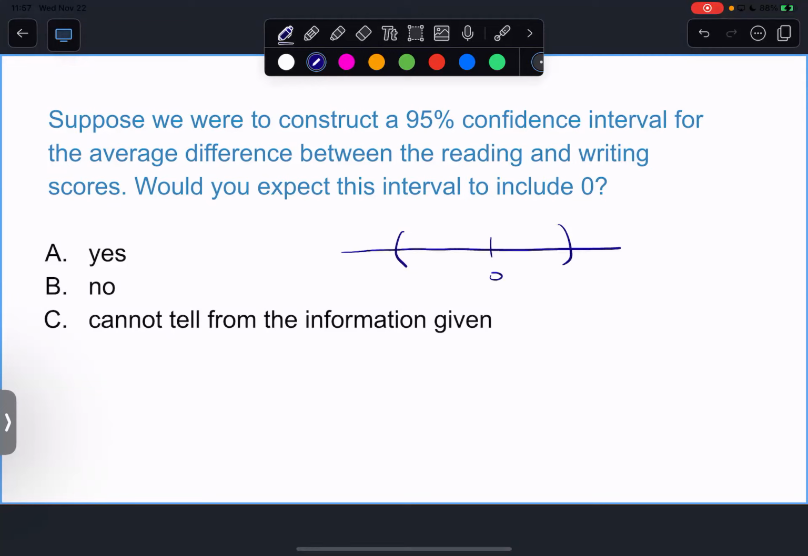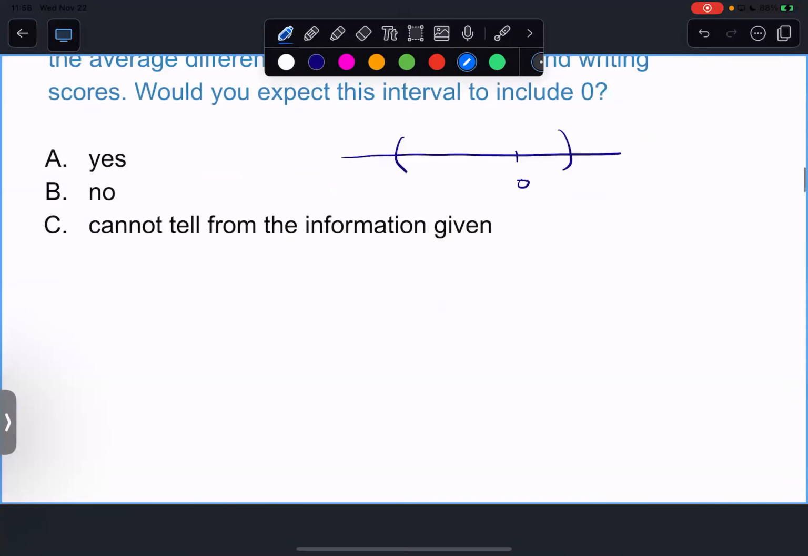So here, if I have 0 here, or maybe, sorry, I shouldn't have put it in the center, that's misleading. But maybe if I have 0 here, right? If 0 is in the interval, then that's equivalent to failing to reject H naught, right? And so this is the same as we do not have enough evidence to reject H naught.